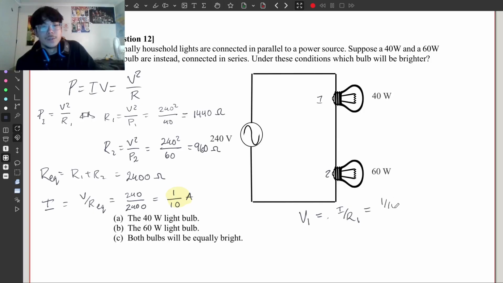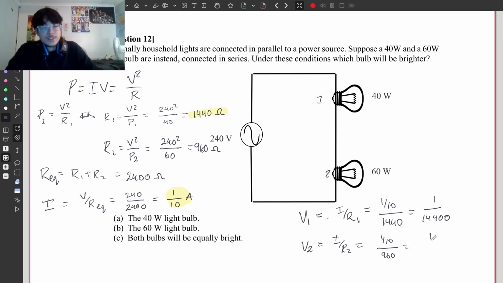So this is going to be 1/10 over our first resistance, which is 1440. So this is going to be 1 over 14,400, because I'm just moving the 10 down into the denominator. And then our second voltage will be the same thing, but for your second resistance. So 1/10 over 960, which is going to be equal to 1 over 9,600.